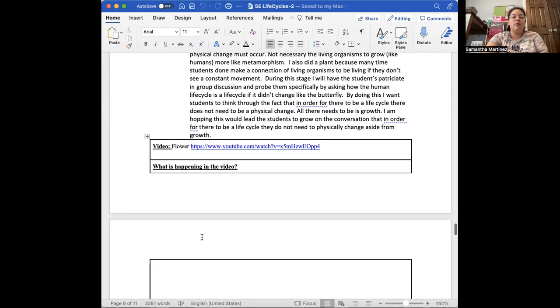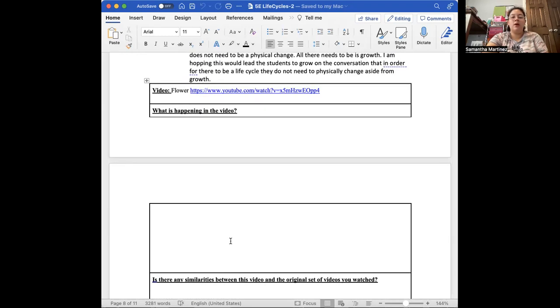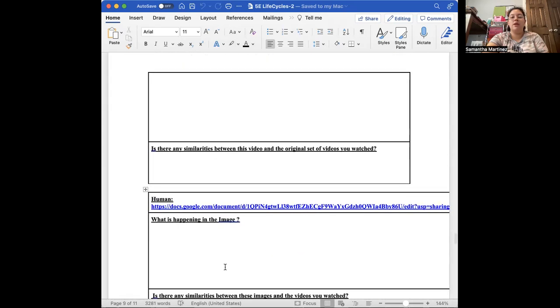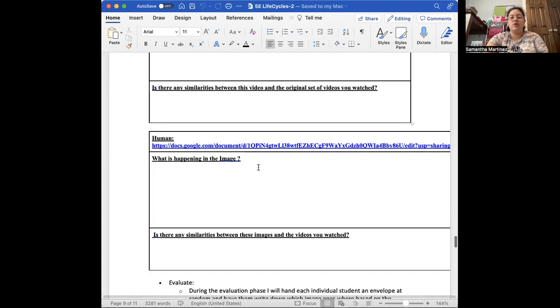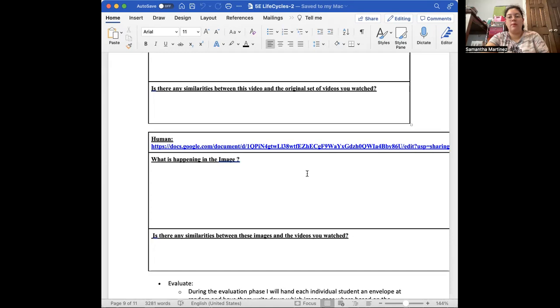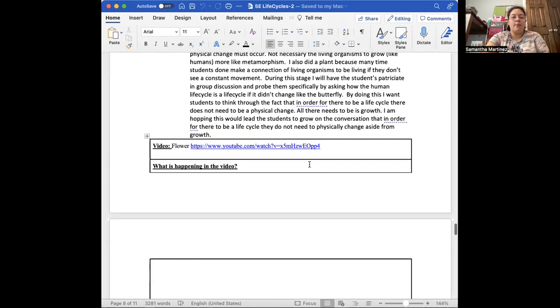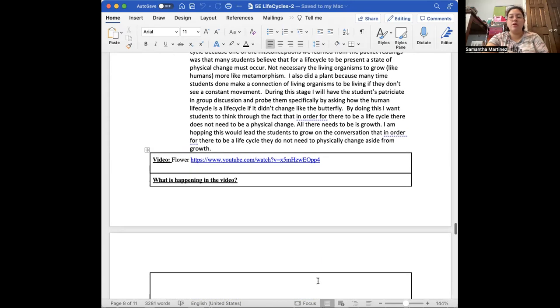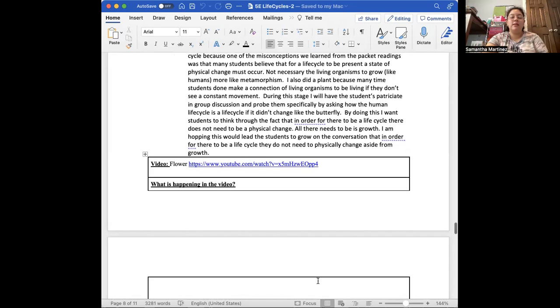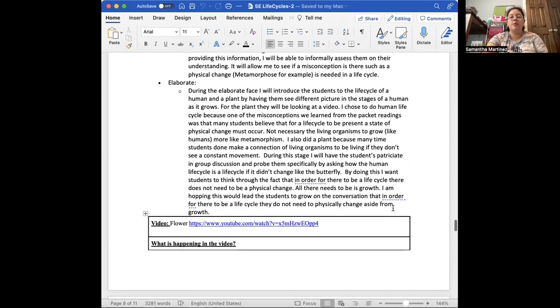And then in elaborate, they'll do a flower and the human one. So with the flower, it'll be a video, and then with the human one, it'll actually be a set of pictures, and I'll show those pictures whenever I get into my evaluation stuff. But again, it's a video, so I decided to do these two in the elaborate phase because they're the ones that went through the less drastic physical change. So I thought it would be beneficial for students to also see that, so that above misconception about physical change being a drastic one not being there for them, or at least attempting to eliminate it as much as possible.